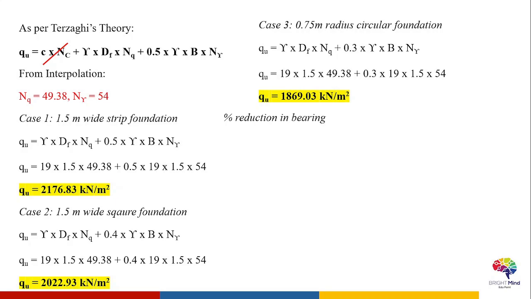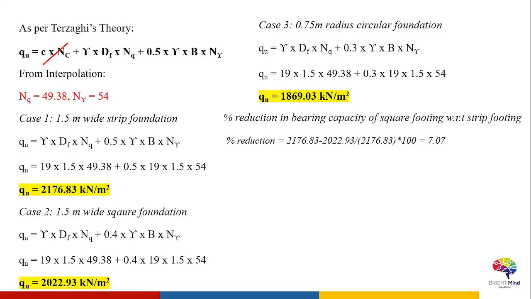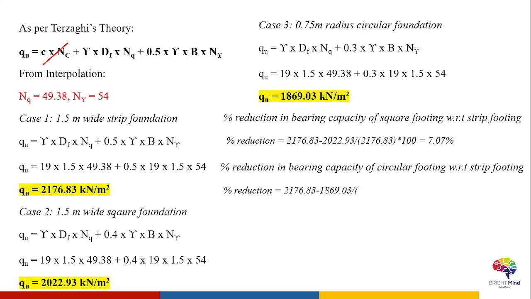Next is we'll find out the percentage reduction in the bearing capacity of a square footing with respect to strip footing. So on solving, we get the value as 7.07%. Then we'll find out the percentage reduction of a circular footing with respect to strip footing, and on solving we'll get the value of that as 14.14%. So that's all from this video.